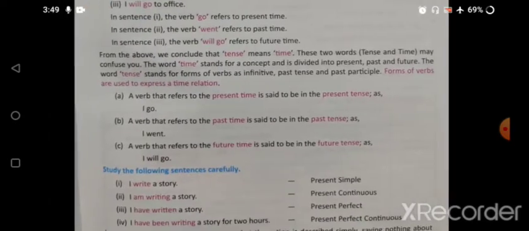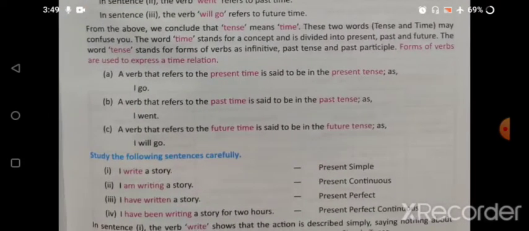Now, present tense, past tense, and future tense are further divided into 4 types each. First, present tense is divided into 4 types. First is simple present, second present continuous, third present perfect, and last is present perfect continuous. In the same manner, past tense is divided into four types: simple past, past continuous, past perfect, and past perfect continuous.